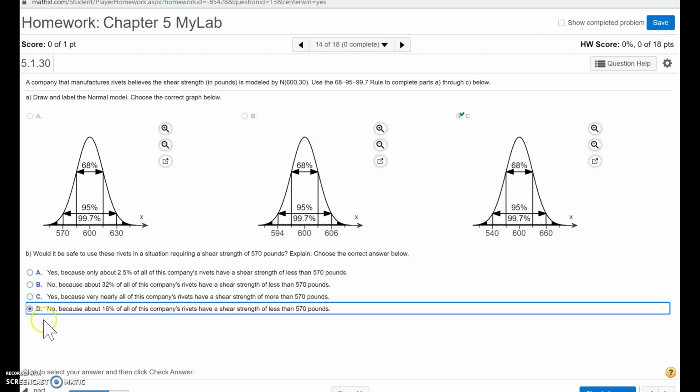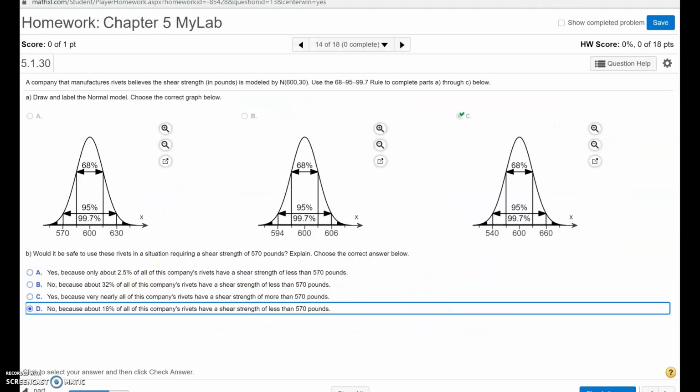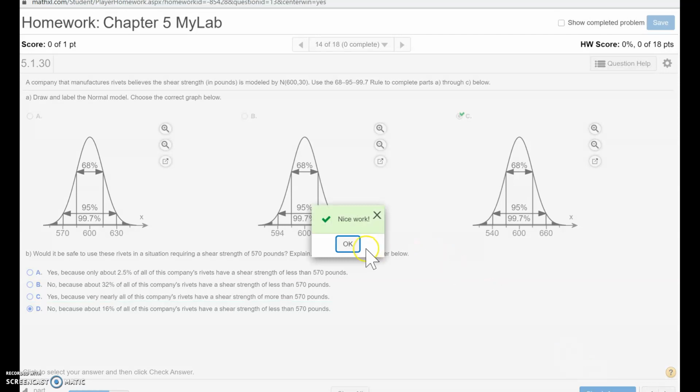Now notice, by the way, on all of these, it says the word about: about 16, about 32, about 2.5, because this 16% is not exact. The 68, 95, 99.7 rule is just a way to get a rough estimate of the percentages. There are more precise methods, which we'll cover in other videos. All right, so D is the correct option. Let's check our answer. All right, nice work.